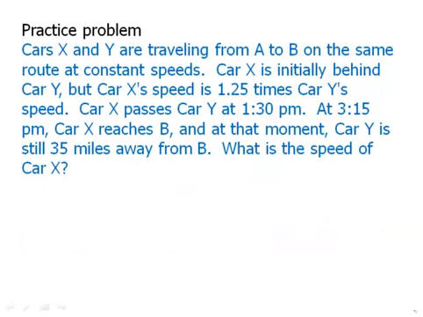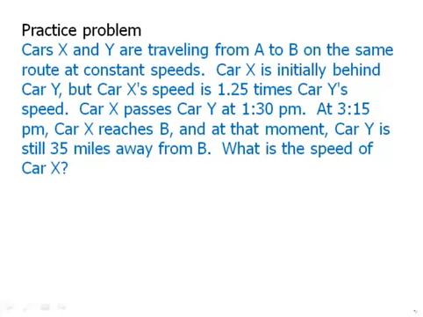Cars X and Y are traveling from A to B on the same route at constant speeds. Car X is initially behind car Y, but car X's speed is 1.5 times car Y's speed. So that's interesting. So we can express car Y's speed in terms of car X's speed, or vice versa. Car X passes car Y at 1:30.